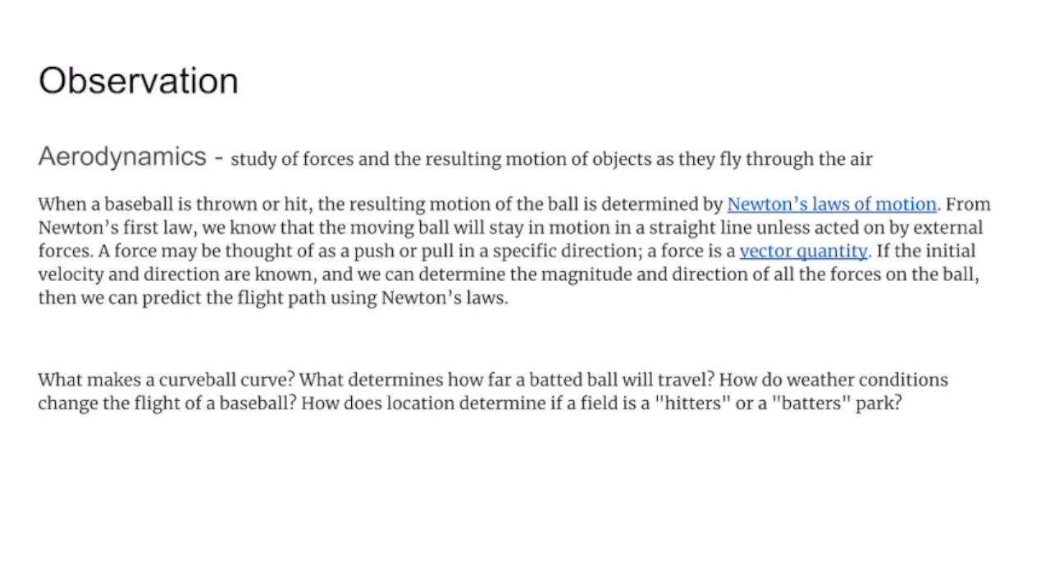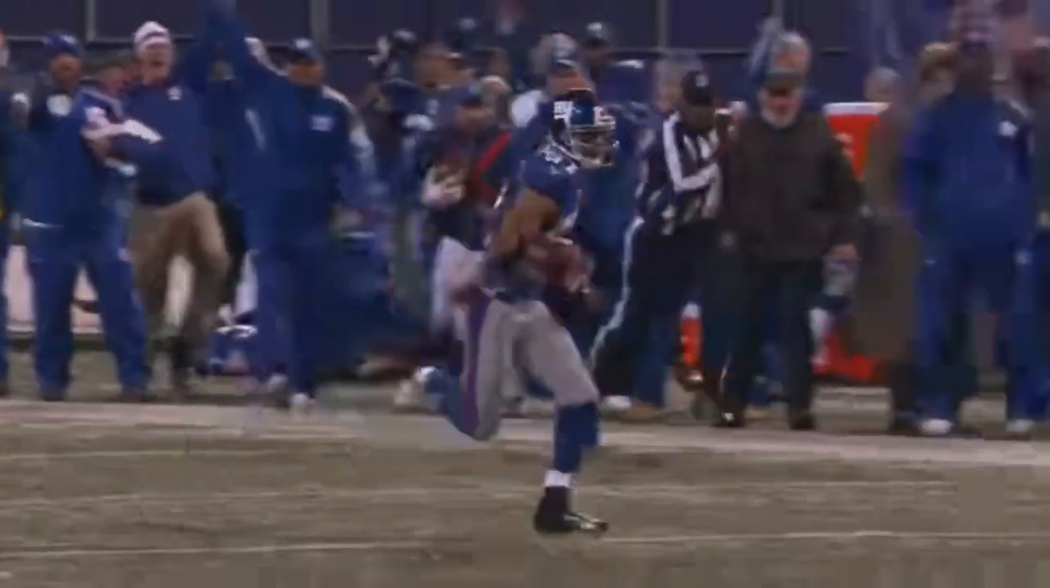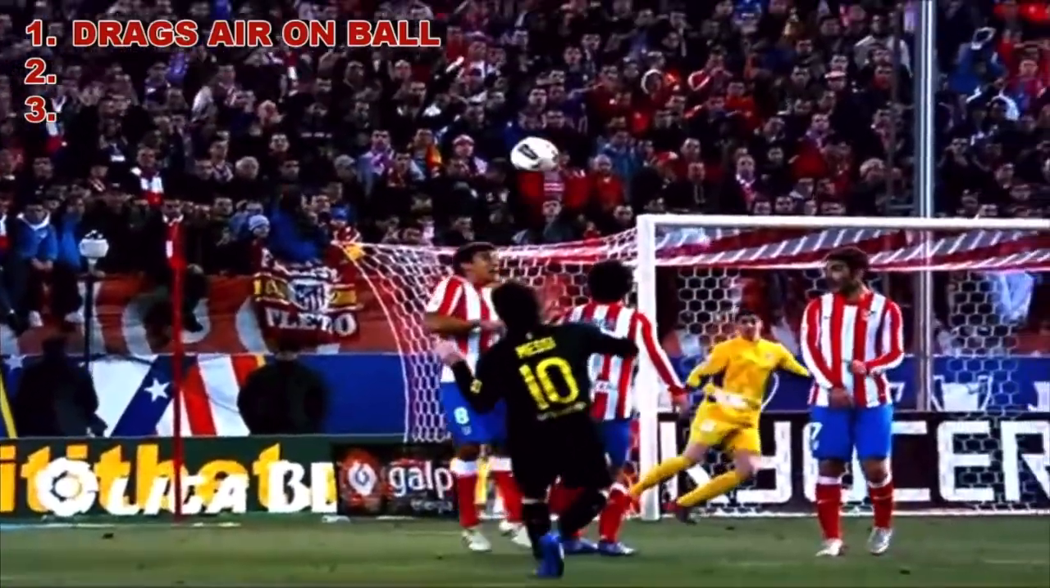Anything that moves through the air reacts to aerodynamics. It is the study of forces and the resulting motion of objects as they fly through the air. When a baseball is thrown or hit, the resulting motion of the ball is determined by Newton's laws of motion. From Newton's first law, we know that the moving ball will stay in motion in a straight line unless acted upon by external forces. We see that there are external forces because baseballs do not move in this straight line forever.